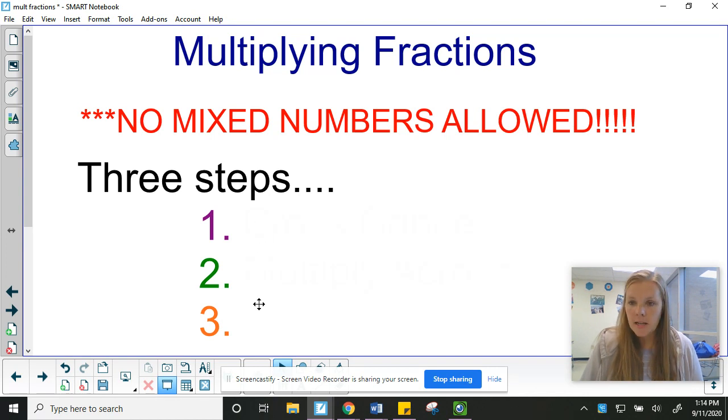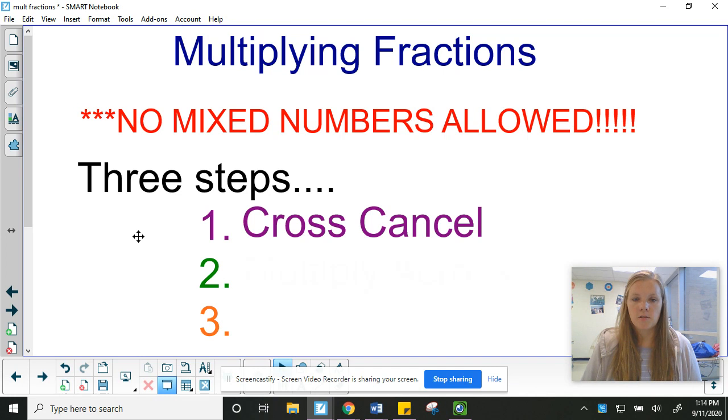I have 3 steps for multiplying fractions. The first is to cross cancel. I'll talk about what that means specifically as we work through some example problems. But cross canceling means looking at the numbers diagonal from each other and trying to take out any common factors. It's simplifying the problem before multiplying so that you have smaller numbers, because we know that multiplying our numbers can get really big really fast because it's just repeated addition.